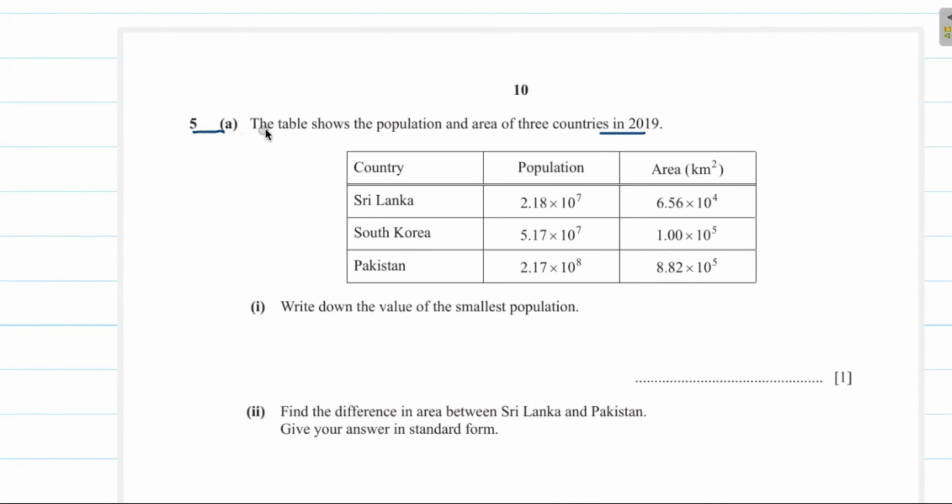Question 5, Part A. The table shows the population and area of the country. Write down the value of smallest population. You see here, these are the populations. Firstly, we check the power of 10, which is smaller. This is 10 power 7 and 10 power 7. Next, we will check the first factors. You see here, 2.18 is smaller than 5.157. Therefore, this 2.18 into 10 power 7 is the answer.